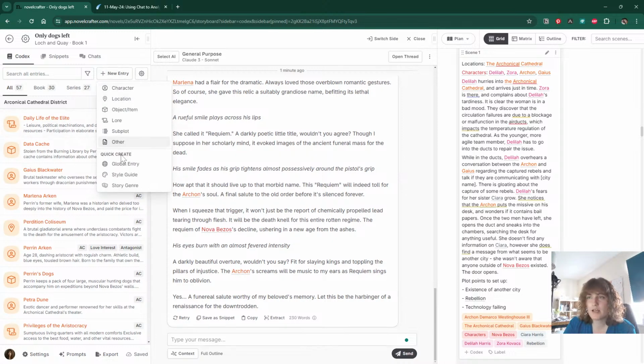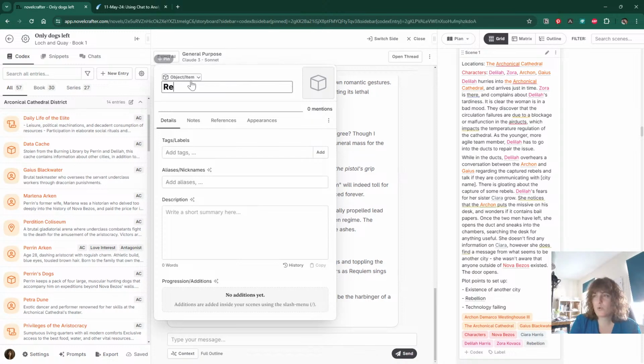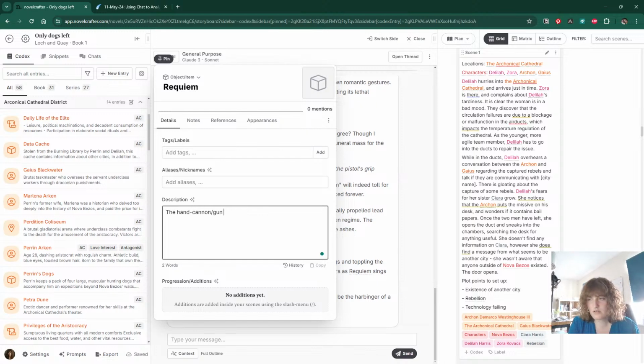Yeah, I like that. Object, Requiem. The hand cannon. He has saved, he only has one bullet and has saved it for this mission.